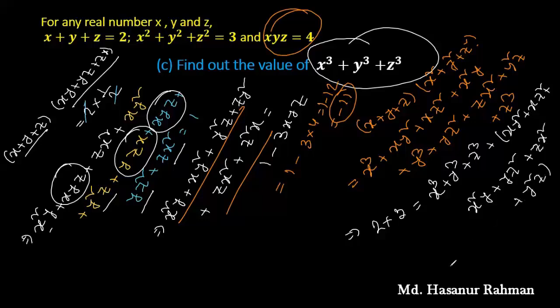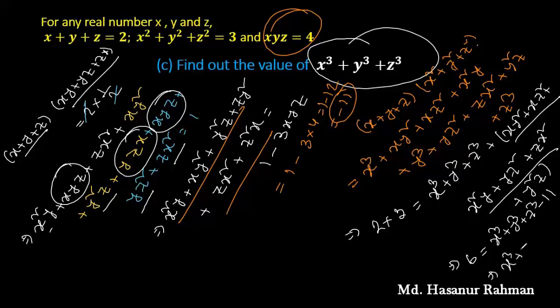So now we can write 2 multiplied by 3, that is 6, equal to x cube plus y cube plus z cube, and the value of this one is minus 11. So if I move this minus 11 to the other side, we'll get x cube plus y cube plus z cube should be 6 plus 11, that is 17. So 17 should be the final answer of this one. Very simple one. We can easily solve this one.